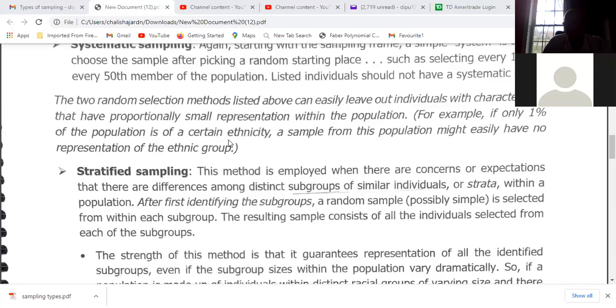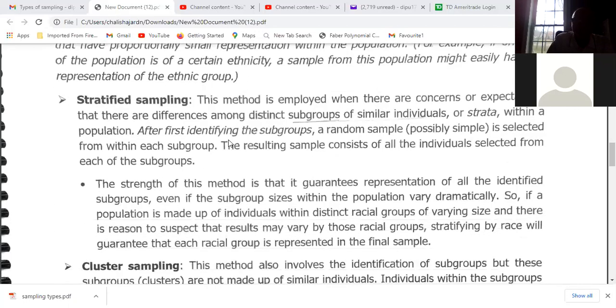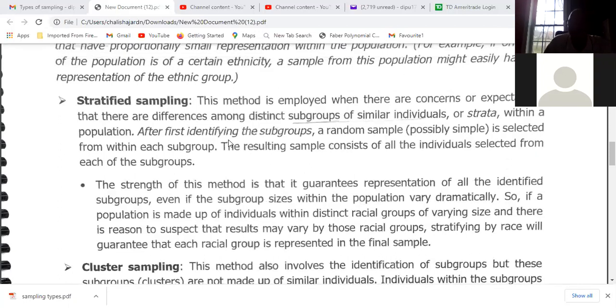So within a population, after first identifying the subgroups, a random sample is selected. Randomly, you can ask these people within each subgroup. And the resulting sample consists of all the individuals selected from each of these subgroups. So from each subgroup, you can pick three, four, five people and take their opinion like this. Some examples are there. The strength of this method is that it guarantees the representation of all the identified subgroups, even if the subgroup size within the population varies dramatically, right?